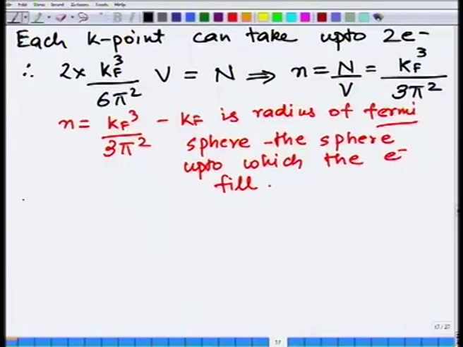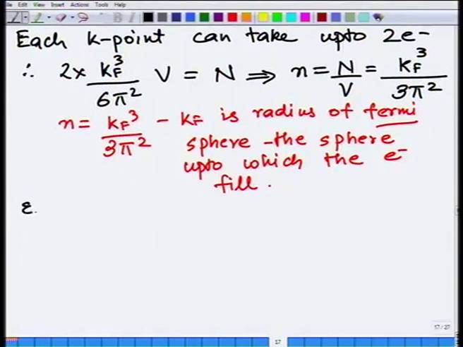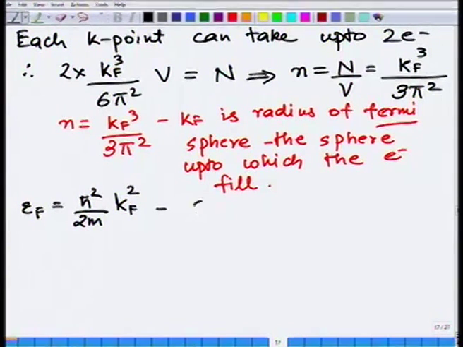All right. Now, since we already know that energy depends on k, if you ask the question, up to whatever the Fermi sphere is, what is the energy? We will call this the Fermi energy, which will of course be equal to h² by 2m kF², just by the same definition. EF is the Fermi energy.